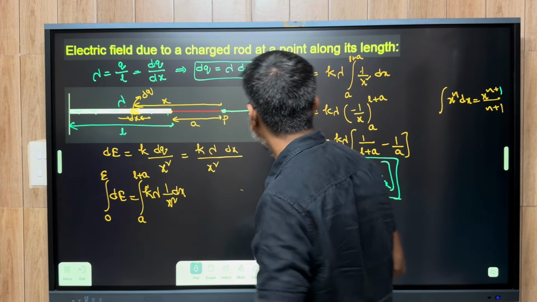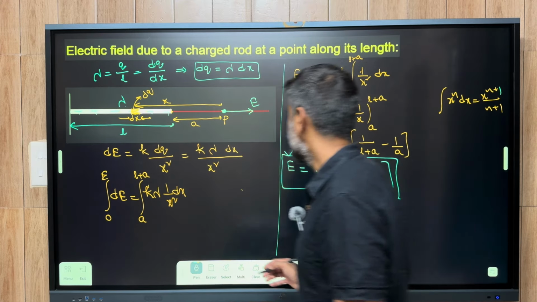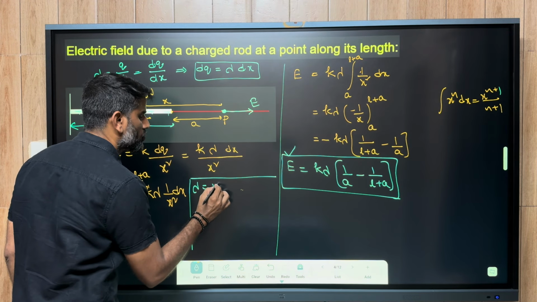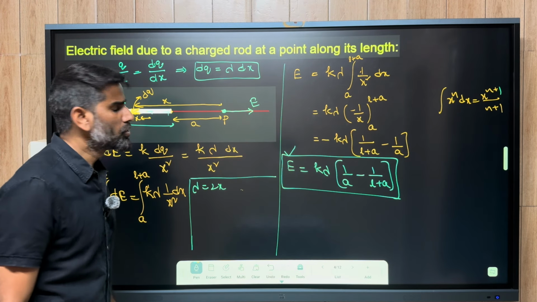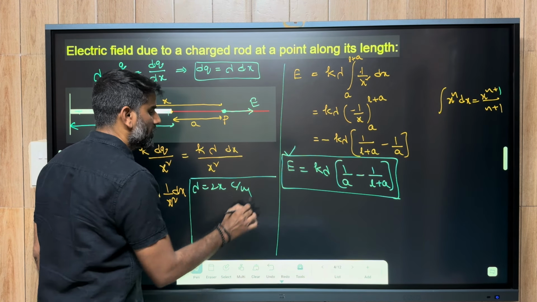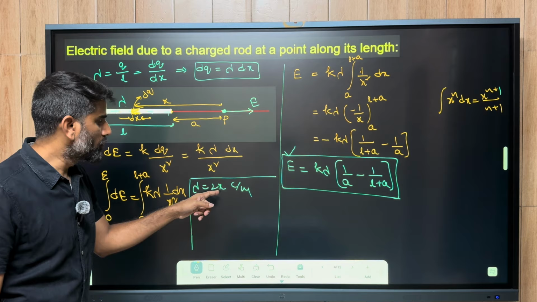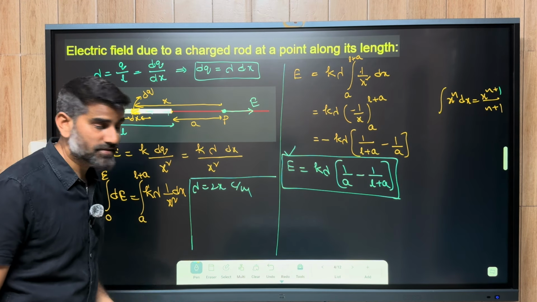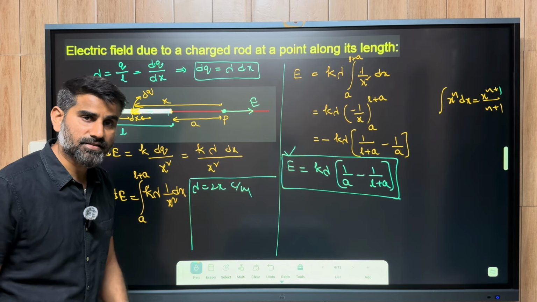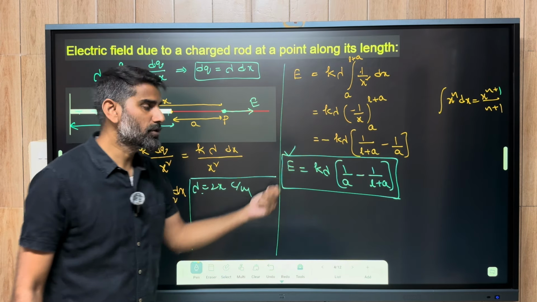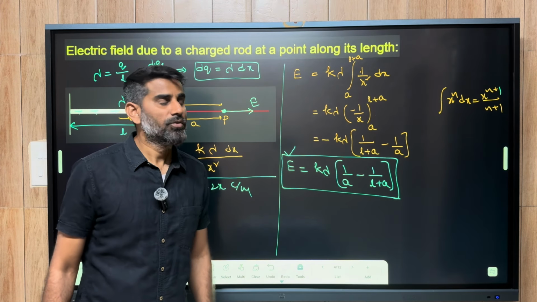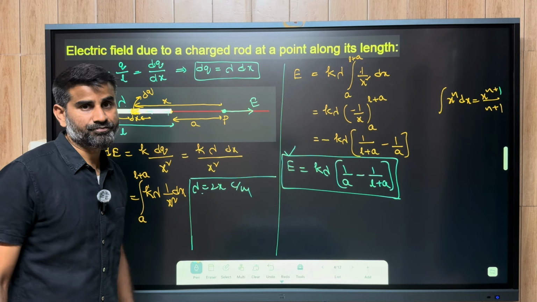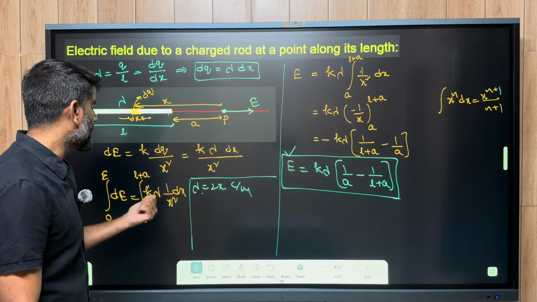Let me give you an example. Let's say you are given the linear charge density lambda is equal to 2x coulomb per meter. If you look at this expression, as x changes, as the length changes, the value of lambda changes. For such cases, this formula will not work. You need to follow the entire procedure here. Okay, you need to substitute k lambda.